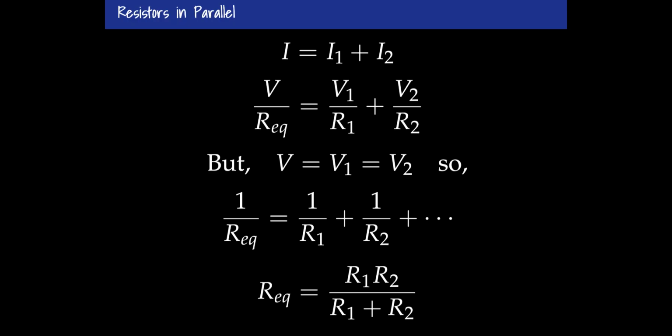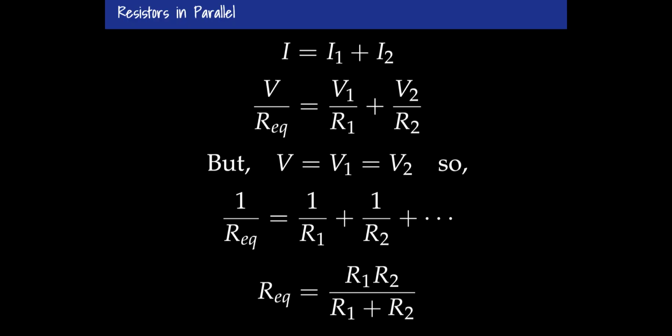But according to Ohm's law, V is equal to IR. So I is V over R. So in this equation, I'll call V over R equivalent, the resistance that the battery sees. I is V over R. Well, I1 then would be V1 over R1. I2 would be V2 over R2. But both resistors have the same voltage because they are connected in parallel. Parallel means same voltage, means 9 volts, 9 volts, 9 volts.